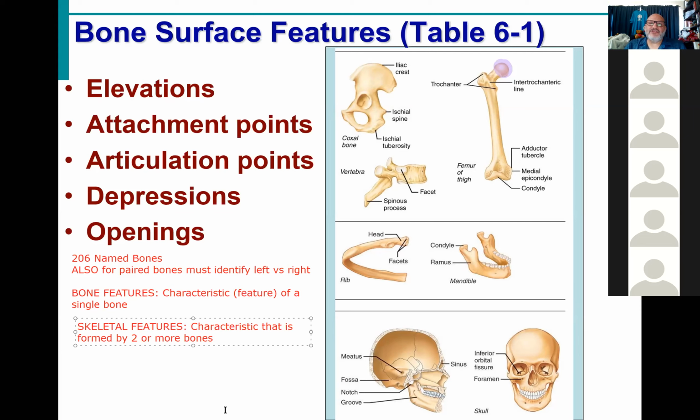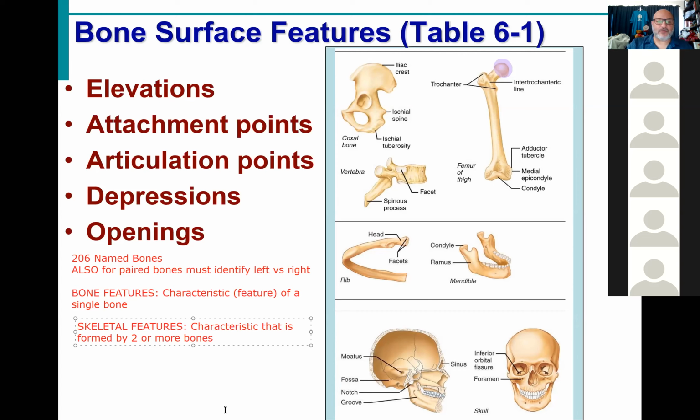The zygomatic arch is, as the name would indicate, an arch. And that arch is actually made by two bones. Notice, if I just have one bone, I don't have an arch. I do have a bone with a thing that sticks out, and this thing that sticks out is a bone feature of this bone. And then I have a second bone that has a bone feature. But when I put those two bone features together, I suddenly have a skeletal feature. That arch is made by two or more bones. And so that we would call a skeletal feature.